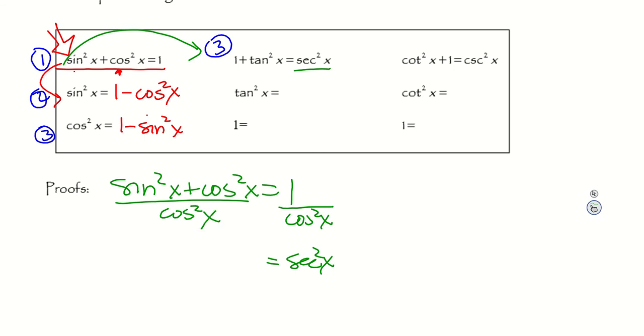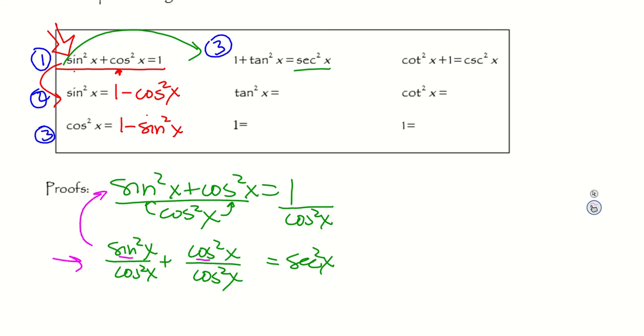When I'm dividing a sum by one thing, I have to distribute that division. So I'm going to break up this fraction into sine squared of x over cosine squared of x plus cosine squared of x over cosine squared of x. Okay. Think about this a minute, right? Don't these two fractions have a common denominator? If I add them, I add the tops, right? Sine squared plus cosine squared, and I put it over the common denominator. These two statements are equivalent.